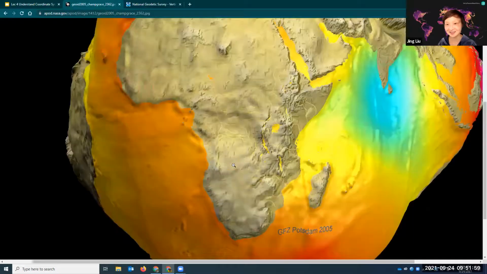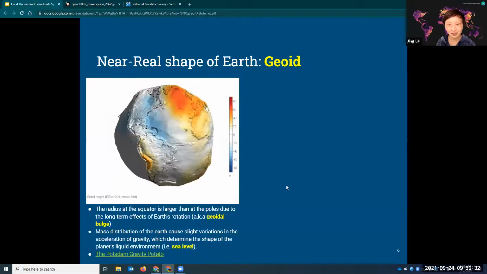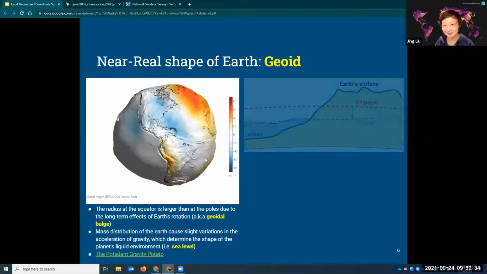Okay, it's like this. You can see some parts have a bulge right here, mostly at the equator. We call that the equatorial bulge, because the Earth rotates around its own axis. So you have this centrifugal force pushing the weight to the equator. And you can see the two poles are a little bit compressed. That is why later you have the ellipsoid. Let me go back here. So this is the real shape of the Earth.